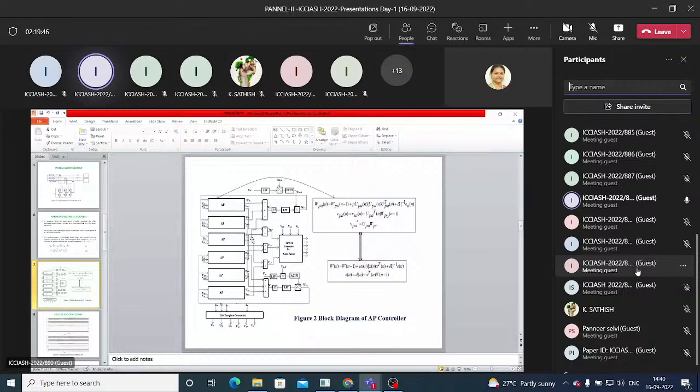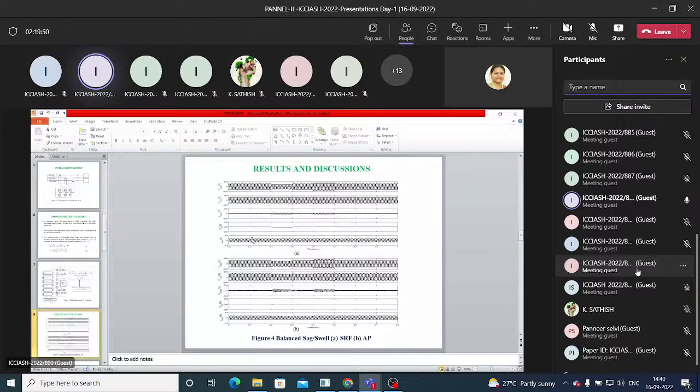Results and discussions. The figure here shows the balanced sag and swell. A is in case of SRF and B is in case of a fine projection. From here in A, from 6.4 second to 6.5 second, there is a 20% voltage sag, and between 6.6 second and 6.7 second, there is a 20% voltage swell.